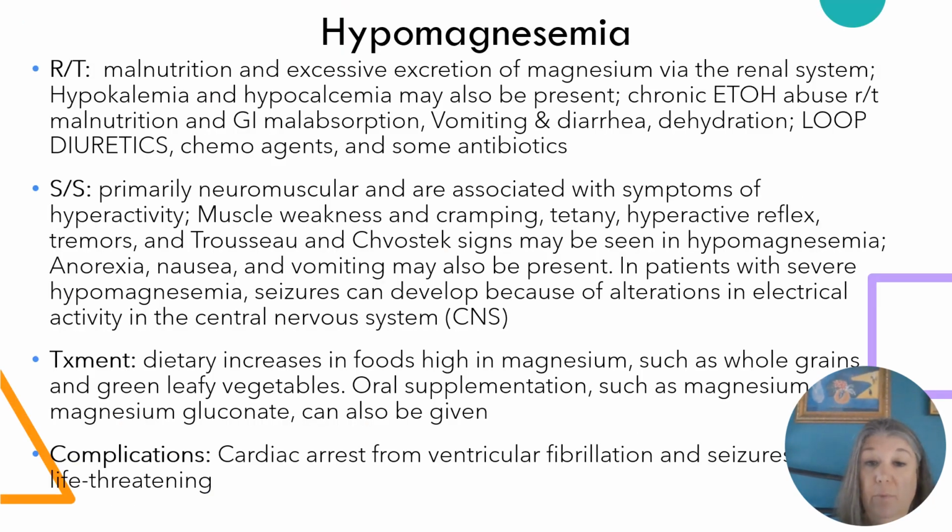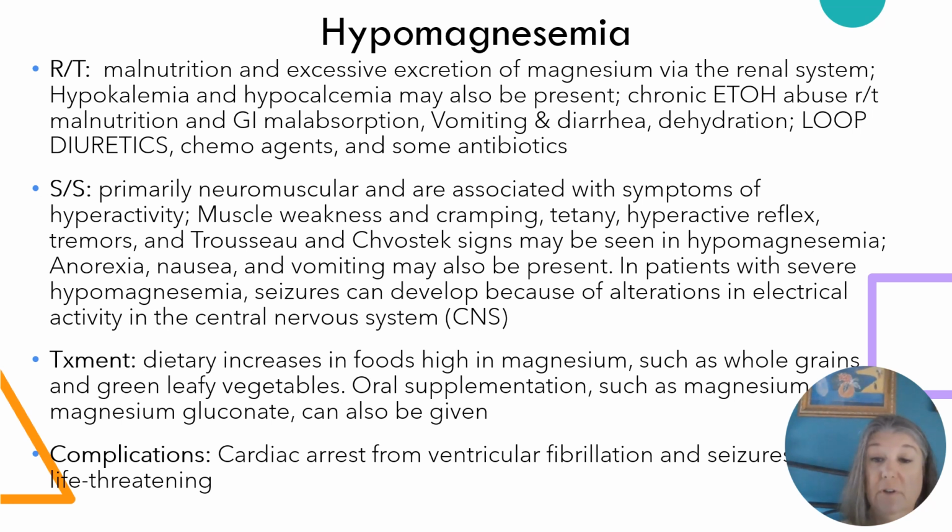Hypomagnesemia, sorry. We really see this related to malnutrition, and possibly excessive excretion of mag via the renal system. So there's those kidneys again, right? Hypokalemia and hypocalcemia can be present in patients with hypomagnesemia. So know that those three things can go together. So if I'm suspecting hypomagnesemia for whatever reason, and I know that hypokalemia and hypocalcemia can be present, I also want to be monitoring for those signs and symptoms, right?